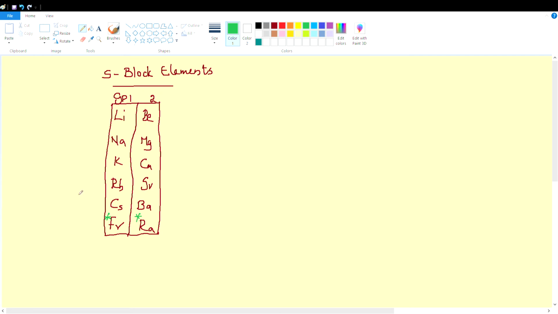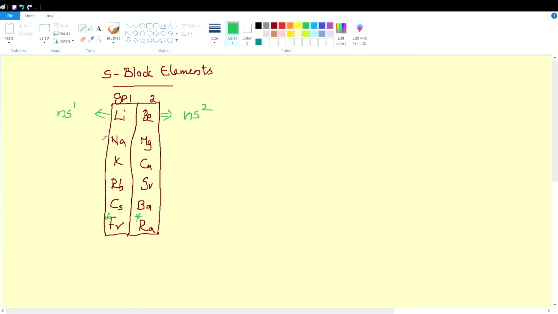The general electronic configuration of Group 1: Group 1 elements have general electronic configuration ns1, only one valence electron. Group 2 elements have general electronic configuration ns2, two valence electrons. Because they contain only one or two valence electrons, all these elements are very reactive.